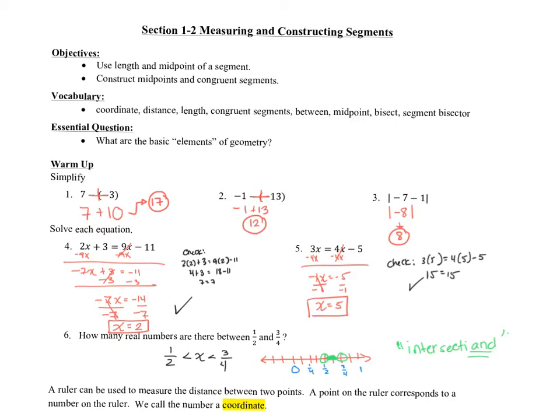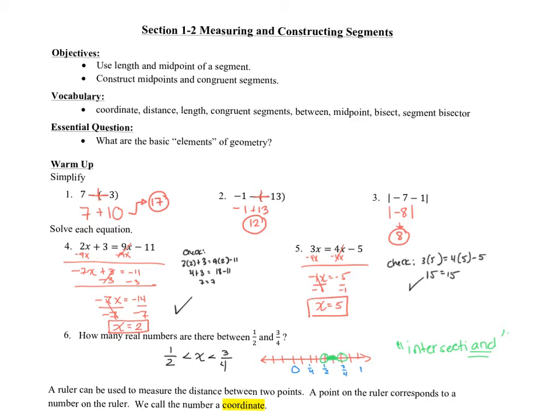Okay, here are the answers to the warm-up. So number 1, 17. Number 2 is 12. Number 3 is absolute value of -8. Remember, that's going to come out as positive 8. Number 4, x equals 2. Notice that I checked my work. I plugged the x back in and it worked. Number 5, x equals 5.